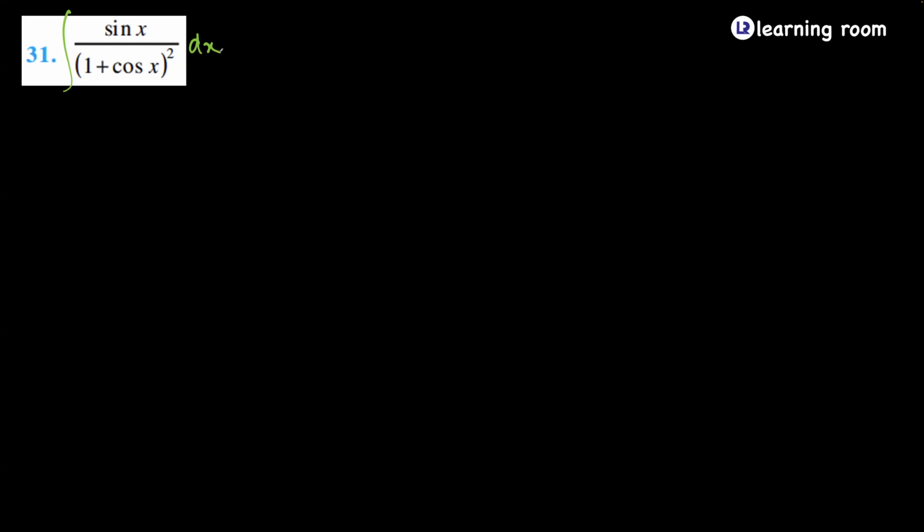It says, find the integral of sin x divided by (1 plus cos x) the whole square. Numerator is sin x, denominator is (1 plus cos x) squared. So how will you write it? You will put 1 plus cos x as t, so that the numerator becomes sin x dx. This implies minus sin x dx is equal to dt, or sin x dx is equal to minus dt.